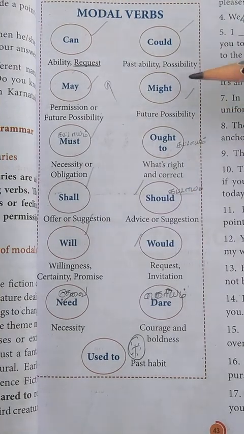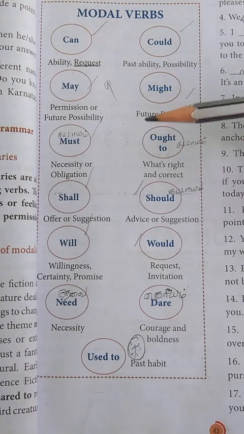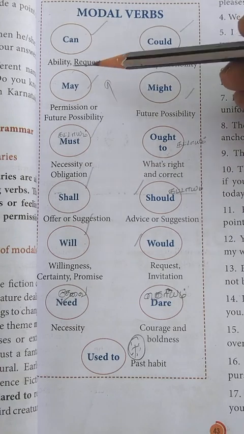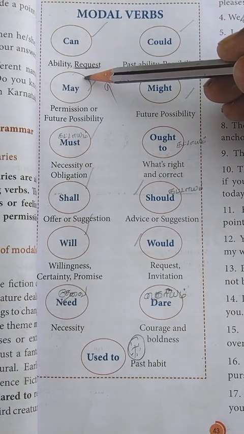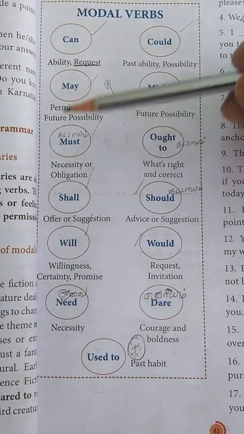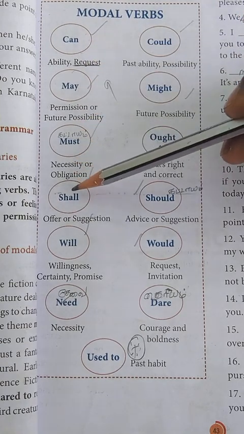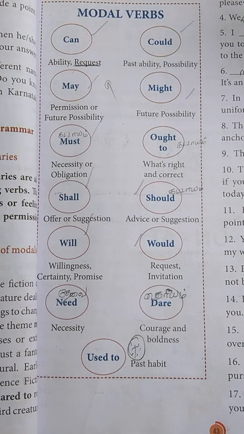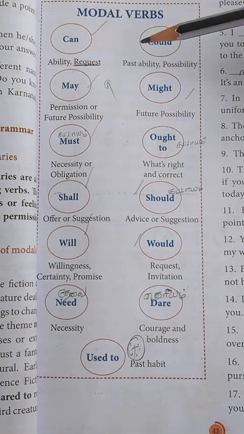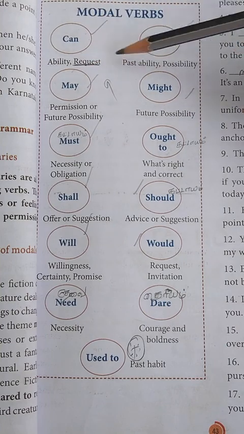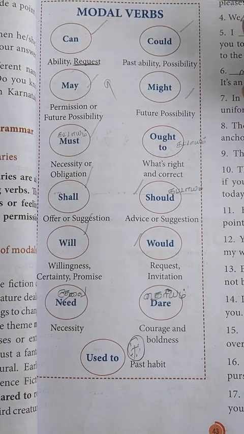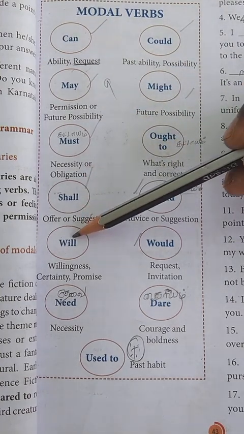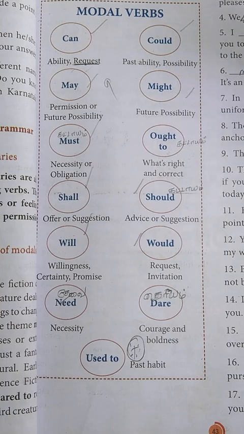In this group we have present forms as well as past forms. What are the present forms? Can, may, will, shall. These act as present, and the past forms for these modals are given over here. For can, the past form is could. For may it is might, for shall it is should, and for will it is would. Must can be used for both.